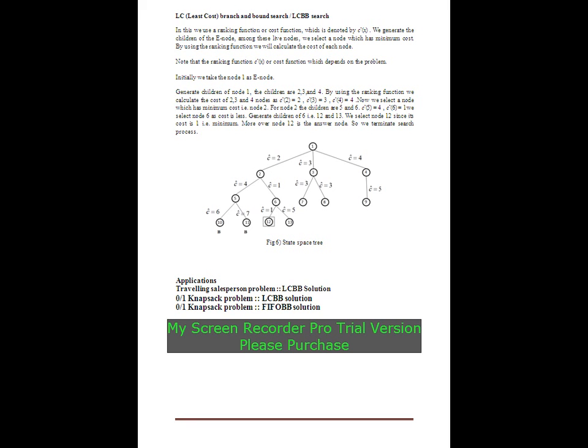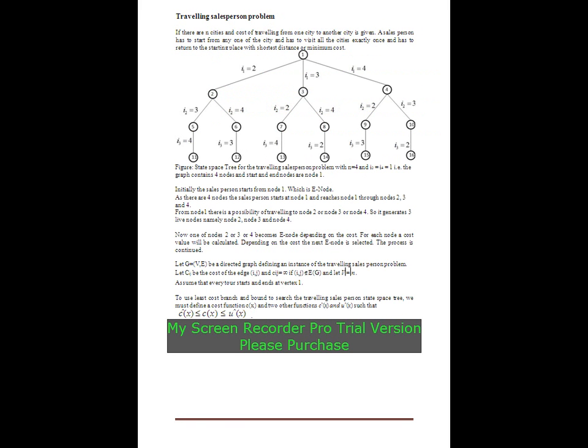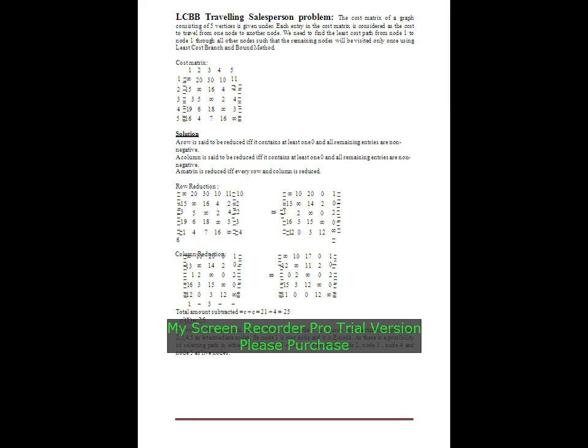So coming to the 0-1 knapsack problem. Already we have gone through the traveling salesman problem. There are two problems we can solve in branch and bound using any one of the three approaches. So already we have solved the traveling salesman problem using the best method, that is the least cost approach, in the previous class, constructing the state space tree using the matrices, row reduction and column reduction.